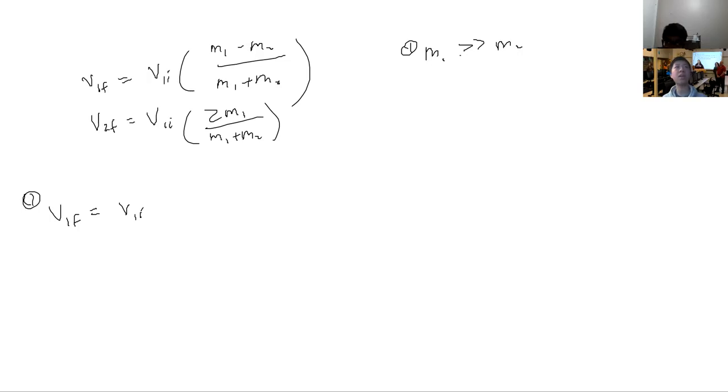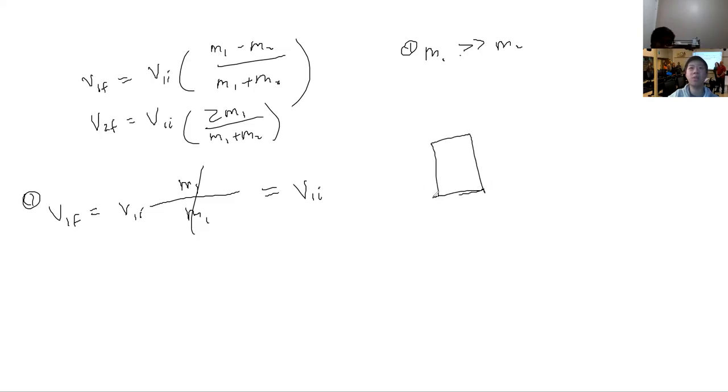So my mass is magnitudes higher than the mass of a speck of dust, right? Which means that in our approximation, we can say that M2 doesn't really matter when we're summing or subtracting. So this just becomes V1F equal to V1I. This is M1 over M1, and this just becomes one. So V1F equals V1I, right? So no change. And now let's think about this conceptually.